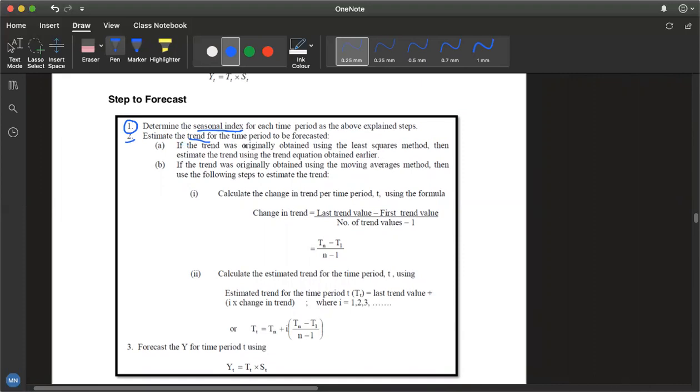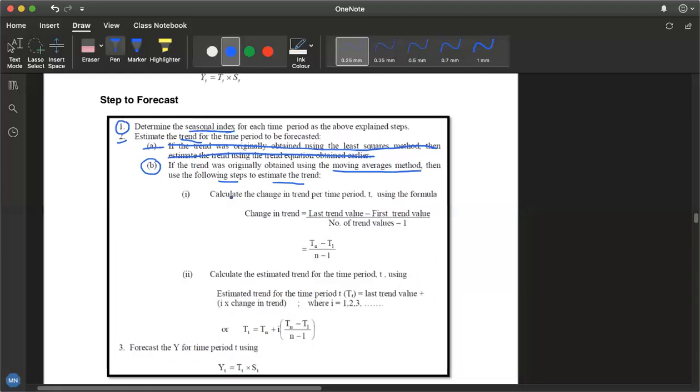If the trend was originally obtained using the least squares method, we would use that step, but since we are not using the least squares method, we skip it, as it is not related to our model. So we focus on B. If the trend was originally obtained from the moving average method, then we follow this step to estimate the trend. First, we calculate the change in trend per time period using the formula: change in trend equals the last trend value minus the first trend value, divided by the number of trend values minus 1.